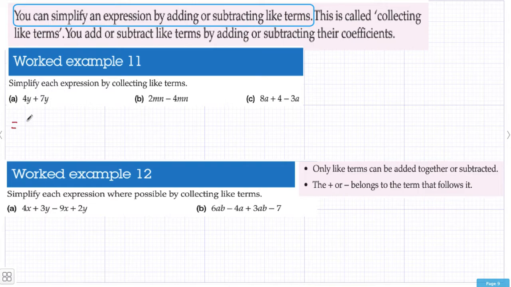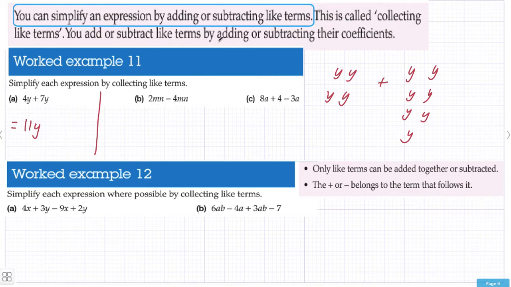7 plus 4, there are 11 Y's altogether. It's like imagining this: there's 4 of them and there's 7 of them. How many have you got altogether? 7 plus 4, you've got 11 of them. So that's why we've got 11 Y's.